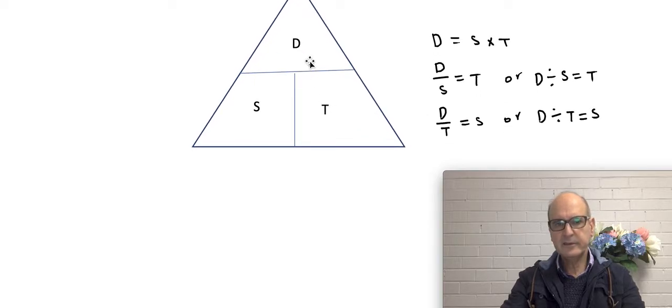Similarly, distance divided by time equals speed. Or we can write it as a fraction. You know that fraction and division are the same thing. And to get to distance, we need to times: speed times time gives us the distance. Distance is equal to speed times time.